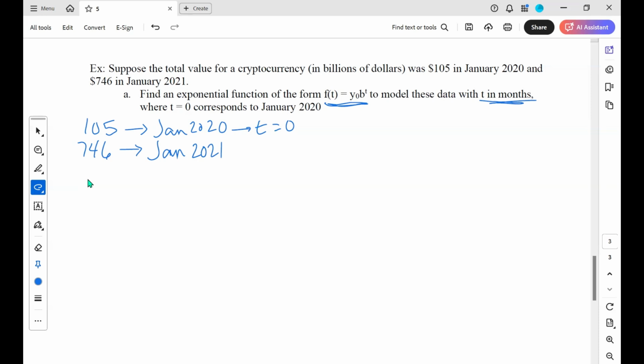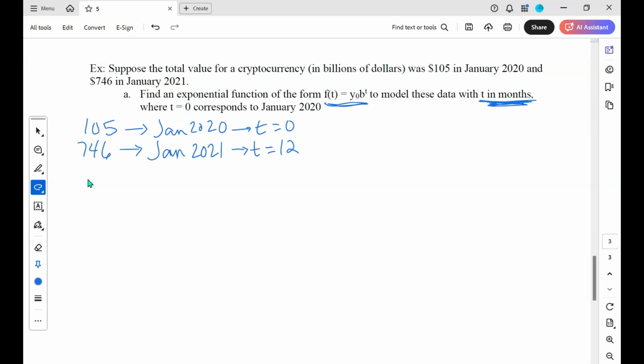So the question is, what is t for January 2021? Well, because t is in months, January 2021 is going to be 12. Really, it's 13 months counting January 2020, but because January 2020 is t equals 0, we don't count January 2020. So we count all the other months from January 2020 up to January 2021. So t is equal to 12.